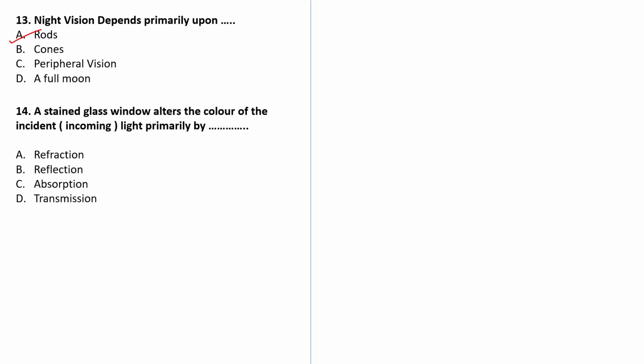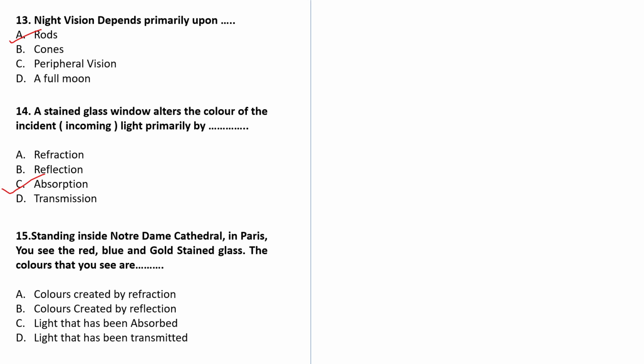Okay. A stained glass window alters the color of incident, incoming light primarily by absorption. Okay, why absorption? Because it is the process that actually turns sunlight into red light. More specifically, the pigment in stained glass selectively absorbs some colors of incoming light while allowing other colors to pass through the glass.